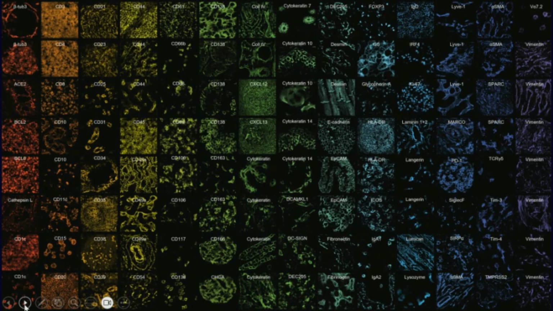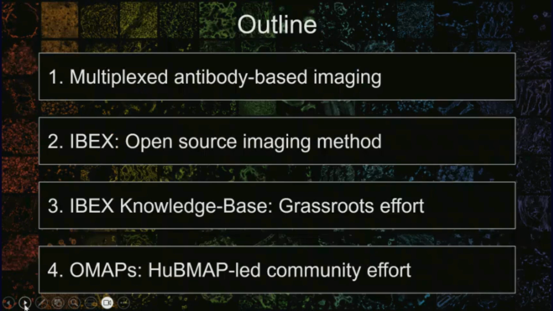It was a very targeted approach using antibodies against these protein targets expressed in these tissues. And so the outline of the talk is to talk about multiplexed antibody-based imaging or targeted spatial proteomics, and to talk about one method which I developed at the NIH, which is called IBEX. It's an open source imaging method that allows you to do high parameter imaging, more than 65 antibodies in a single tissue section.